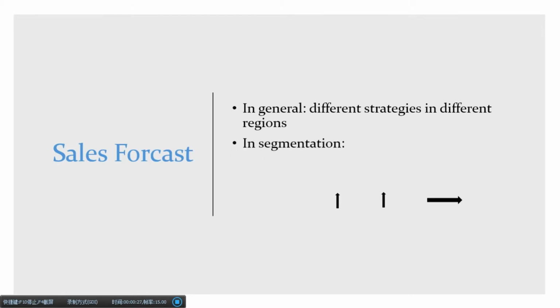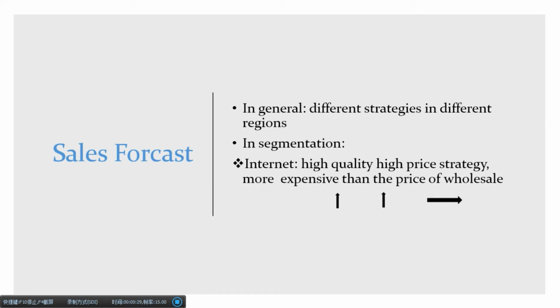And second, in segmentation, there are 2 parts. The first is the internet. In the internet market, we use a high quality, high price strategy. That means our price is more expensive than the price of wholesale. And the second is the wholesale part. In the wholesale part, we use the strategy of high quality, like the ranking of SQ rating. We will level up the SQ rating and the model number. We also make it bigger, so that we can bid successfully.